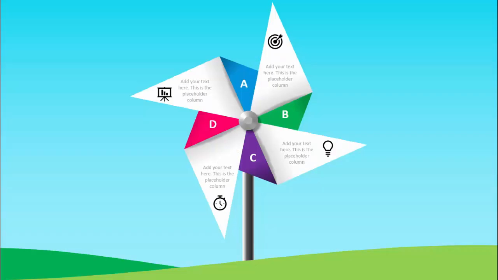In today's tutorial, I'm going to show you how to create an animated pinwheel with four options slide in PowerPoint. And this is how the slide looks. As you can see here, the first pinwheel, I've just put the option A. I've added the icons and detailed text, and then I've added some shadow effect also here. Then this is for the option B, the C and D.